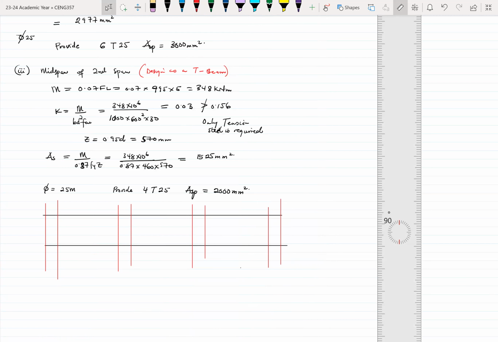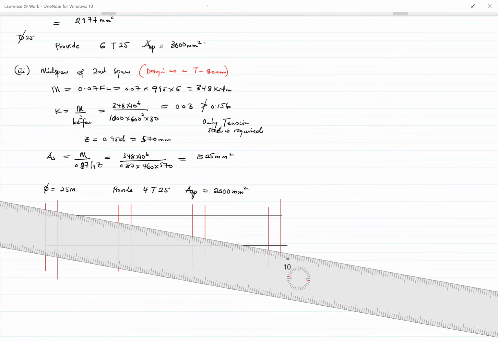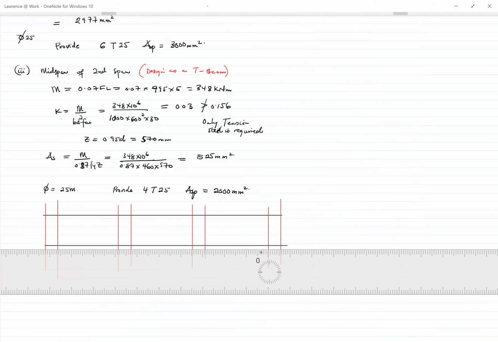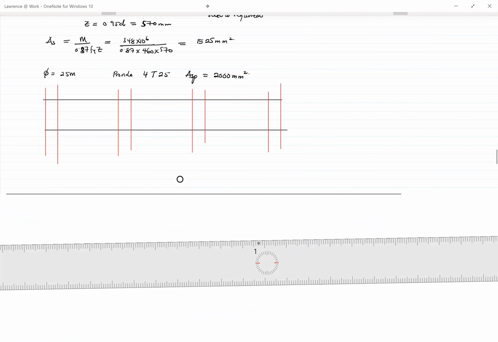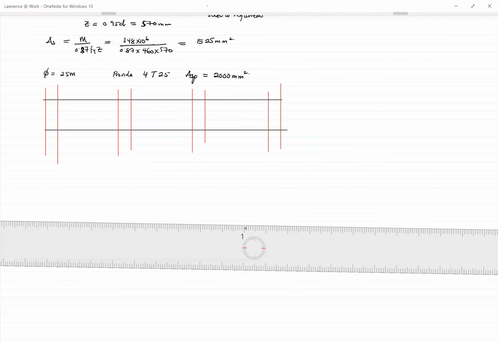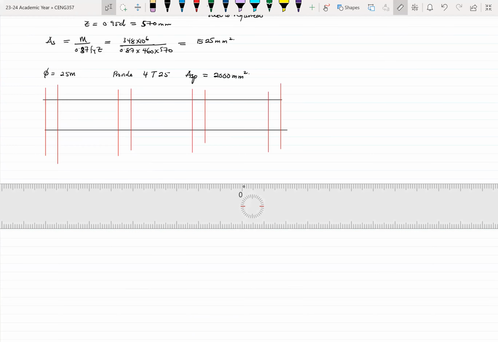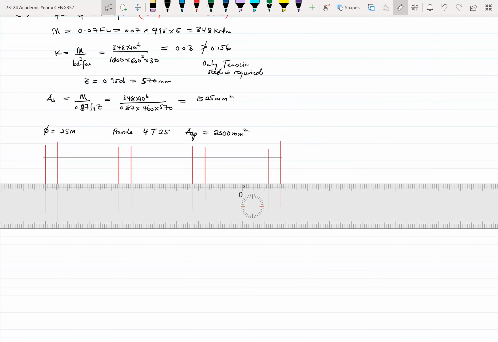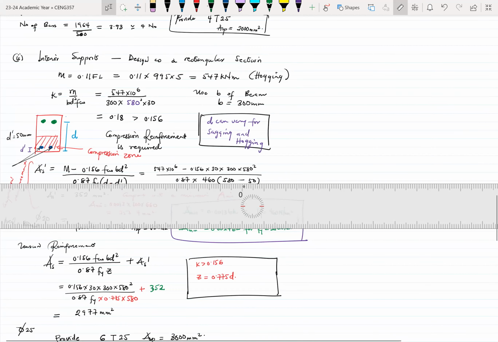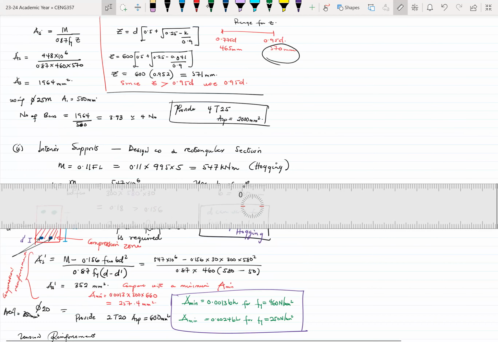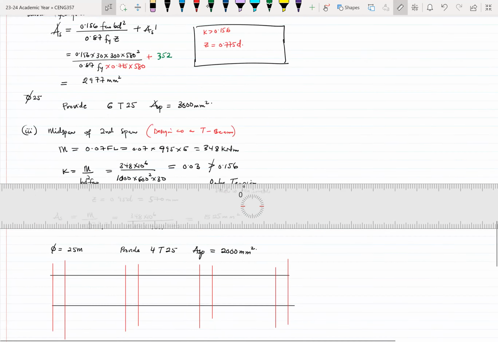So this is what we have for our supports. And let's see how the whole thing will look like. Okay. So for the spans, we only needed tension reinforcement. So if you look at the first span that we looked at, we needed 4T25. Okay, so great. So they are both the same regardless of what we do.